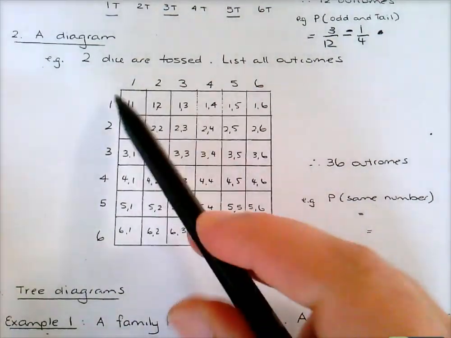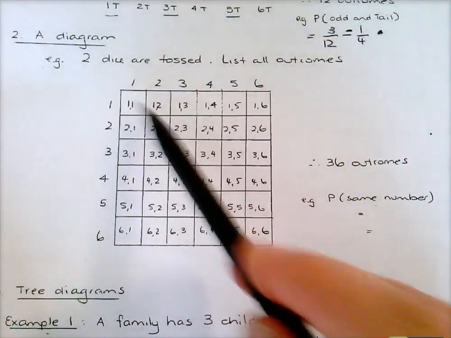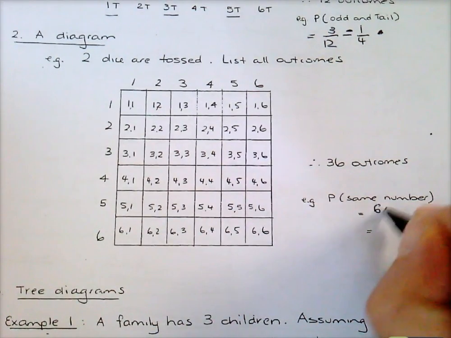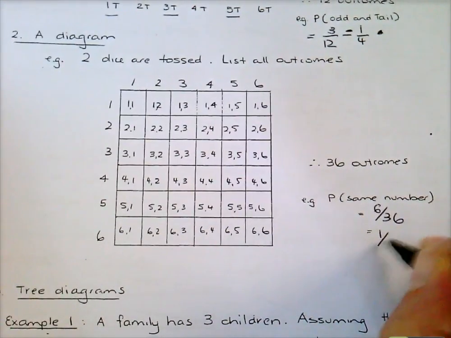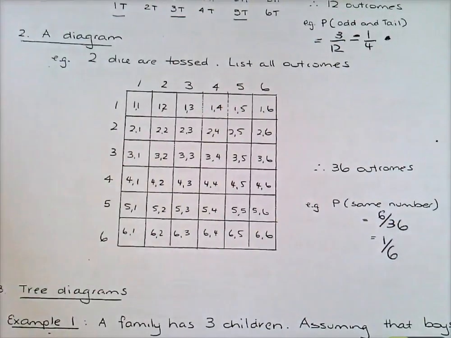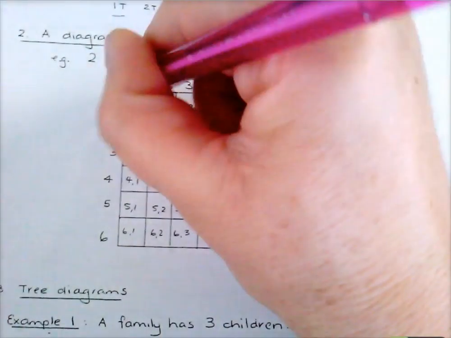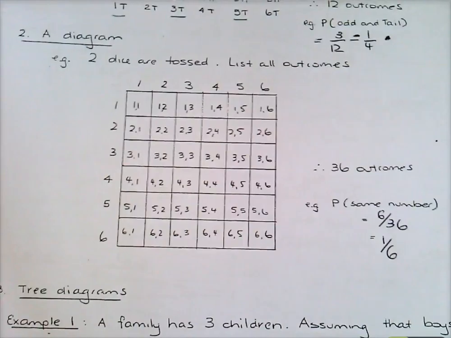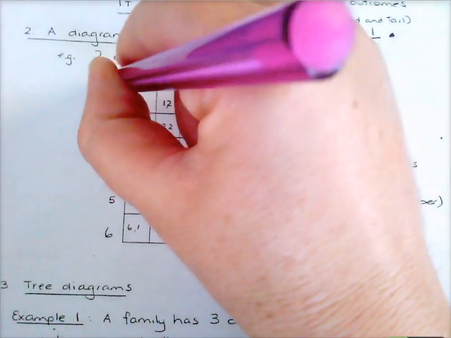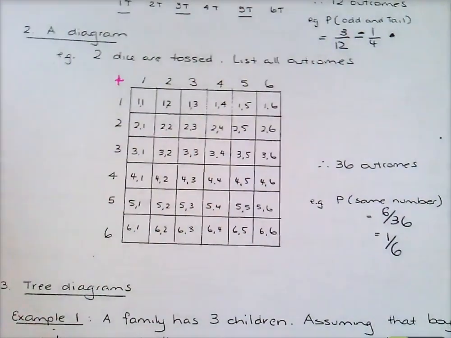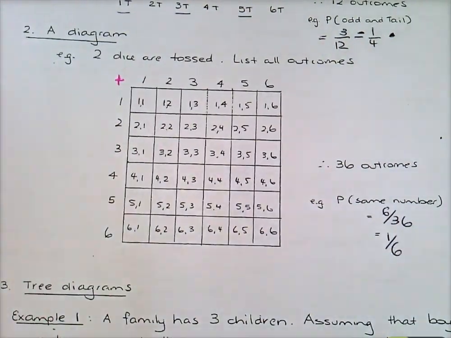But I'm going to, can you get another colour? Sometimes they want, for example, let's look at this one. We're going to do some other questions here. What's the probability of the same number occurring? The same number. You've got 6 out of 36, which is 1/6. All right, I want you to do another question. I'm going to put totals in pink.